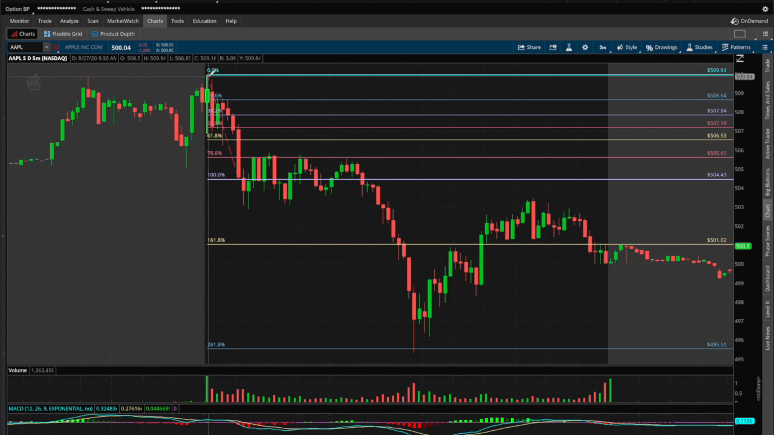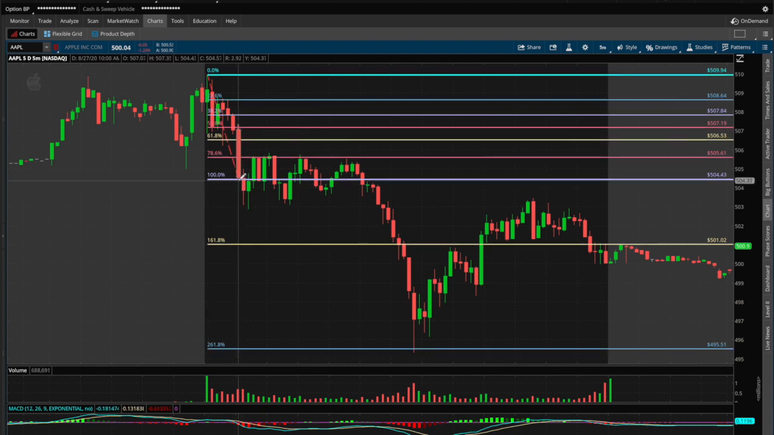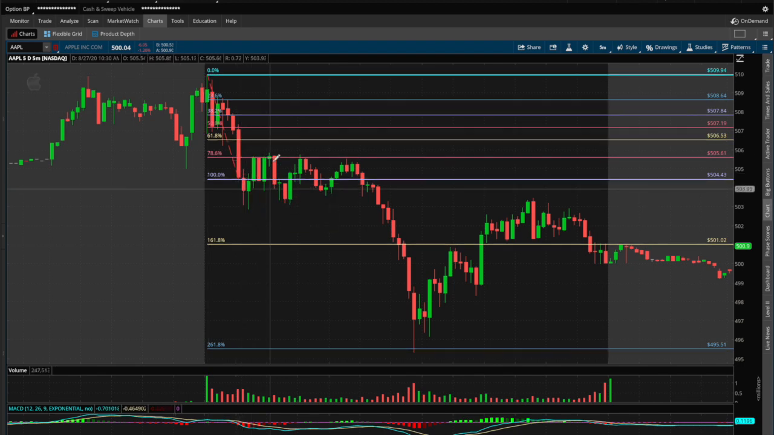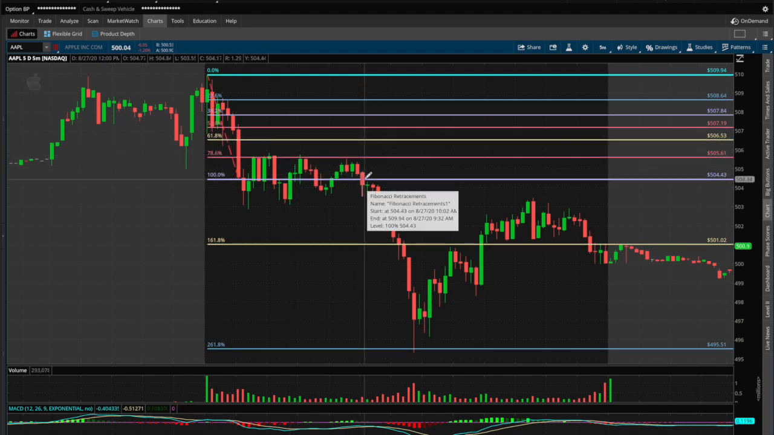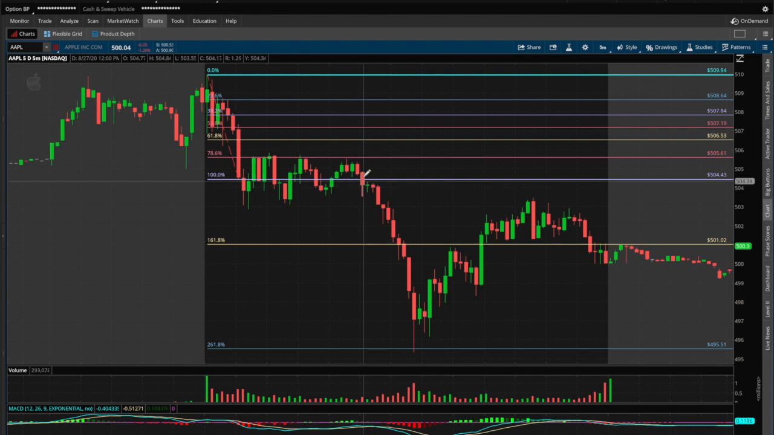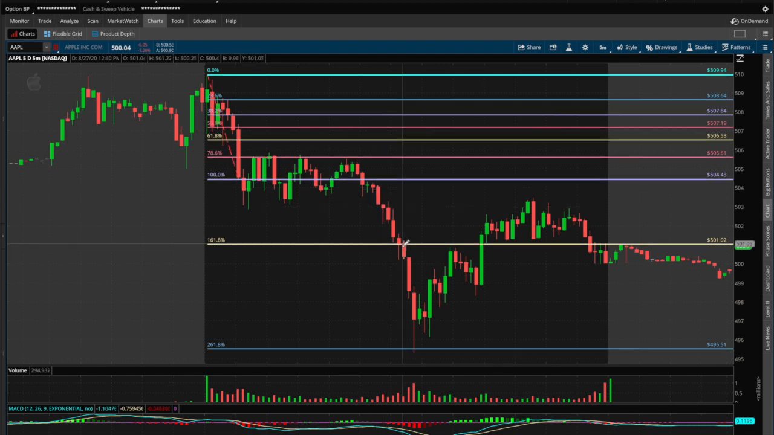So as you can see here, this is a much better case of how Fibonacci's work throughout the day. As you can see, after the first 30 minutes, we started to settle down and consolidate between this 100% and the 78.6%. And then right as it actually broke through, it literally gapped down underneath this 100 level, right? We sunk all the way down to the 1618.